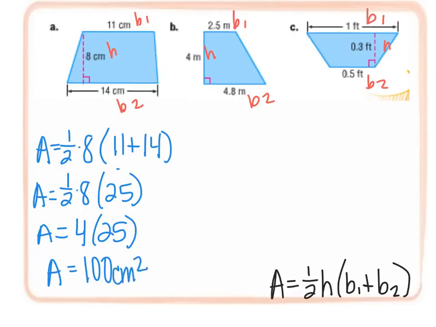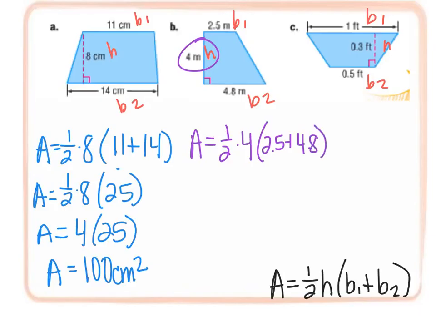Okay, so that's for the first one. Now I'm going to do this one right here. I'm going to plug in my parts. A equals half of my height, so half of 4, right here. And then I need to add my bases together, 2.5 plus 4.8. Okay, going to keep going. Half of 4, going to keep it there, even though I know it's 2. Then I need to add those 2 together.